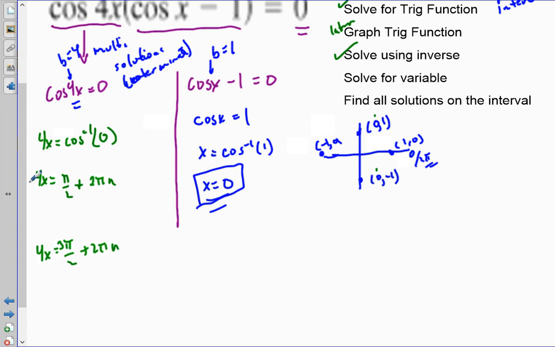So now the next thing we're going to do is right here. We're now going to solve for our variable. We're going to solve for x. So for both of these, I'm going to put a little here.